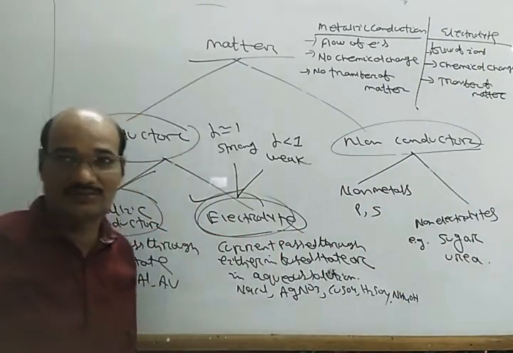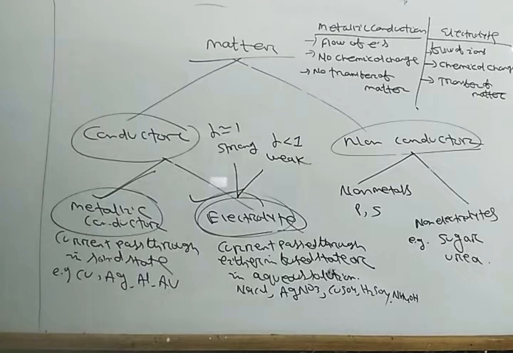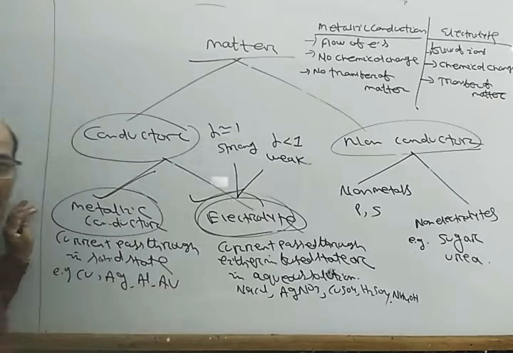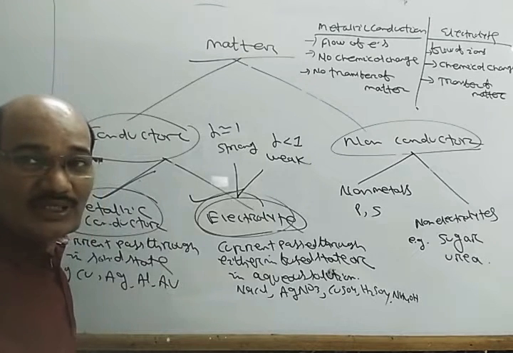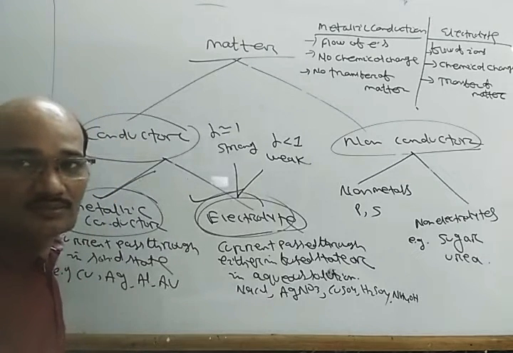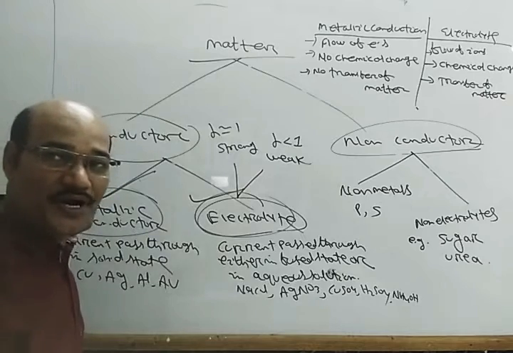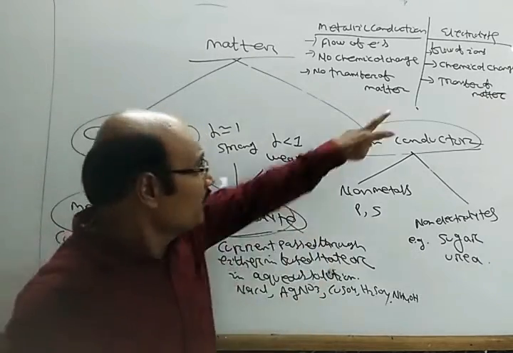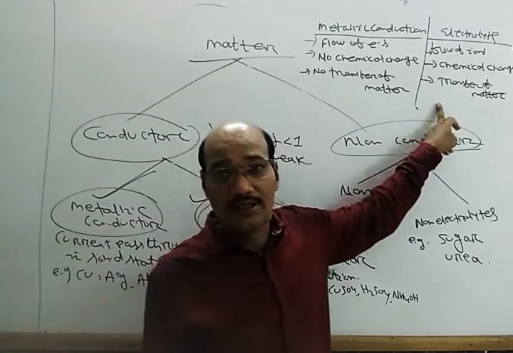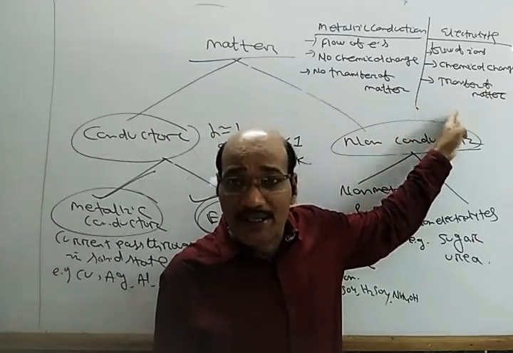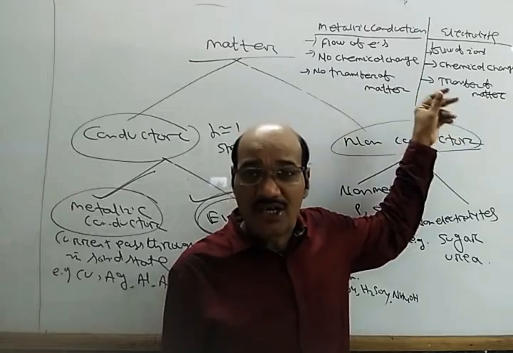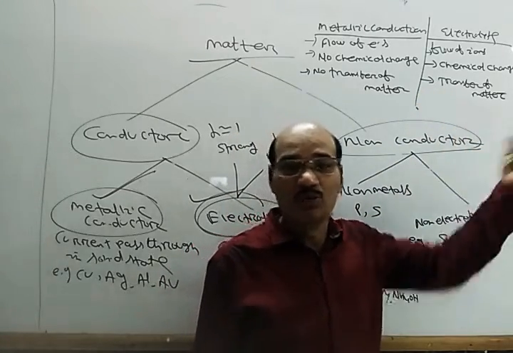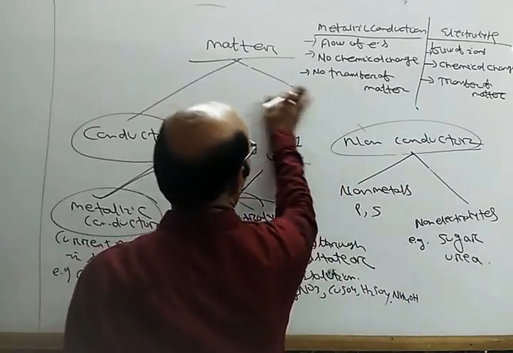Electrolytic conduction. Next one. When current is passing through the conductor, if you raise the temperature, then the electrical conductivity will decrease. Whereas if you increase temperature in case of electrolytic conduction, then the conductivity will increase because more and more ions will move.